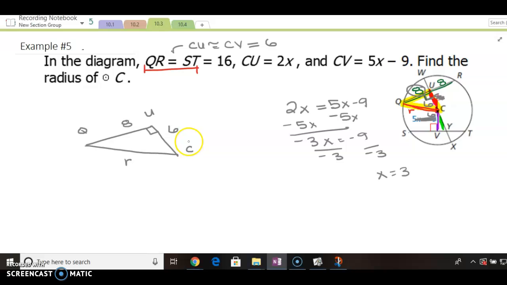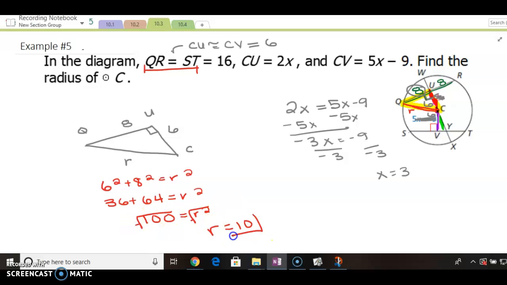Now I have a right triangle. I know 2 sides. I can find the third by doing the Pythagorean theorem. So 6 squared plus 8 squared equals r squared. So 36 plus 64 is r squared. 100 equals r squared. Undo a square, you take the square root. So my radius is 10, and that is how you would do this problem.